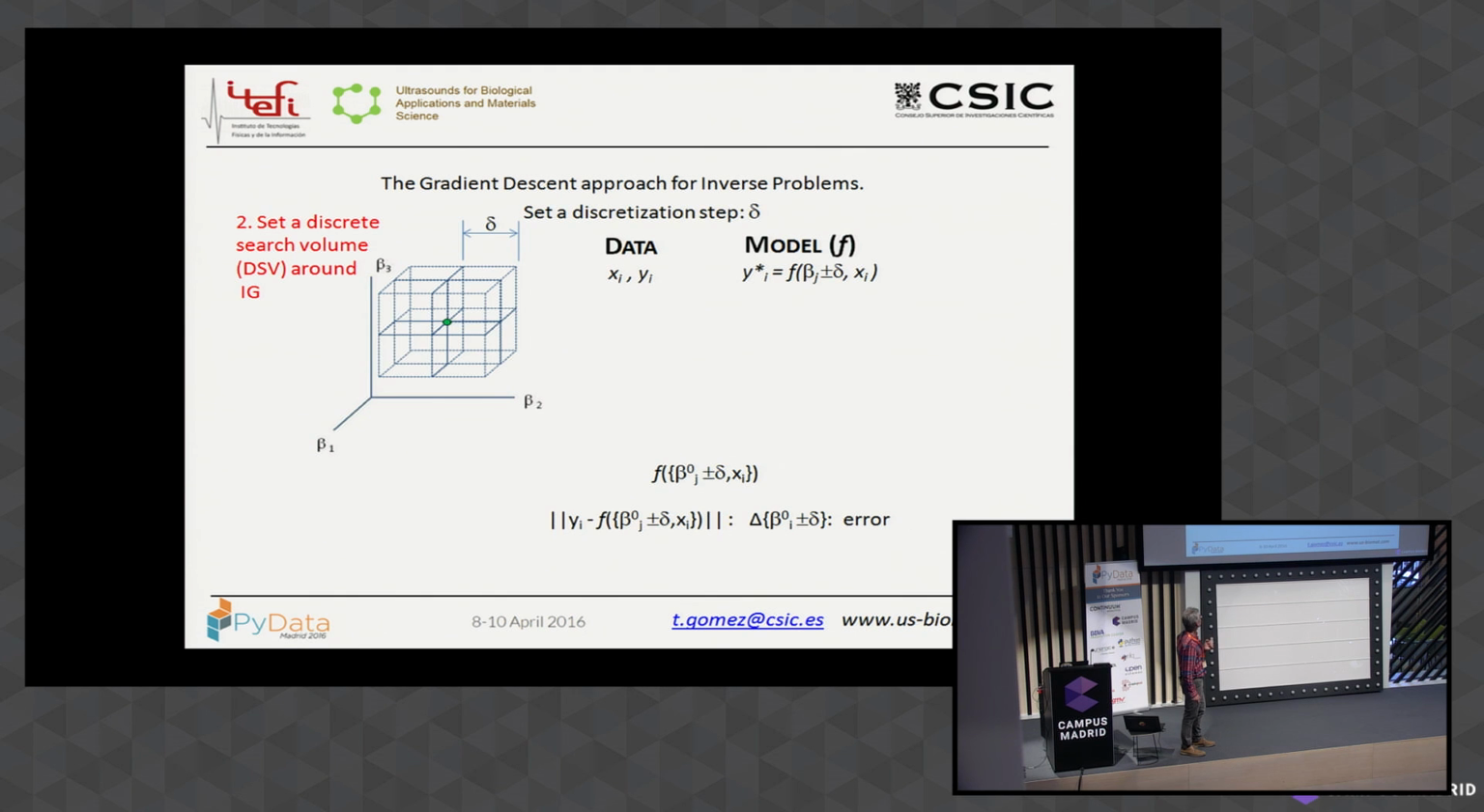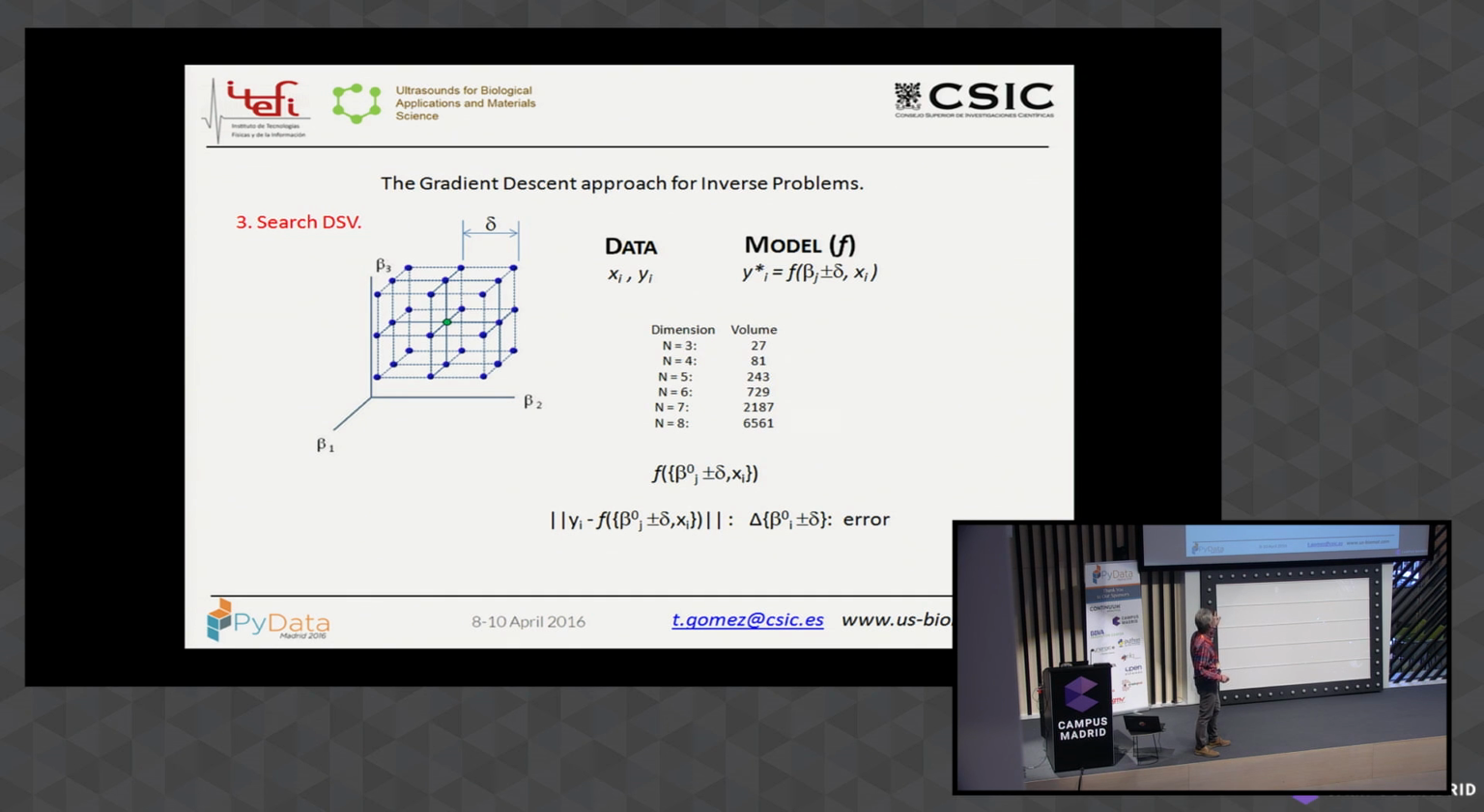So the idea is to look around the point that you are at this moment, select a space around you with a discretization step, and then check all points, or check some of the points around you, to find out a better point, because the error is less, and then move in that direction.